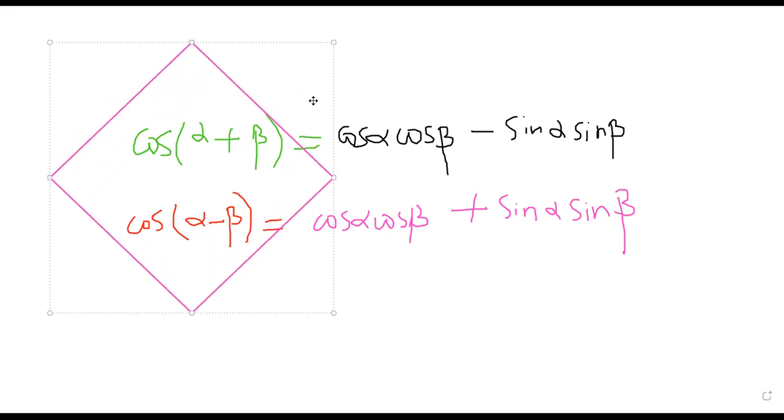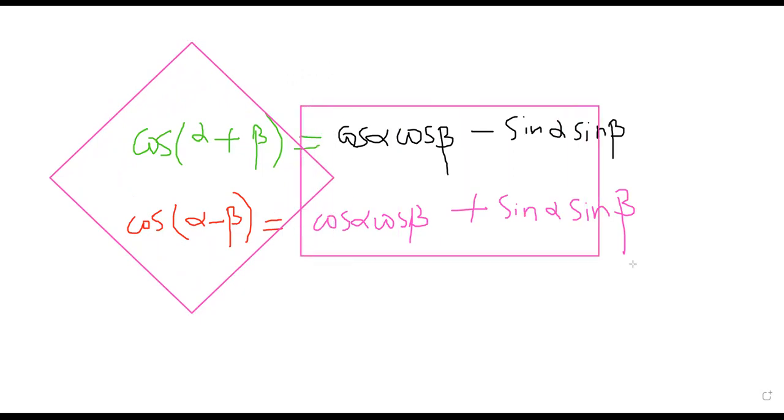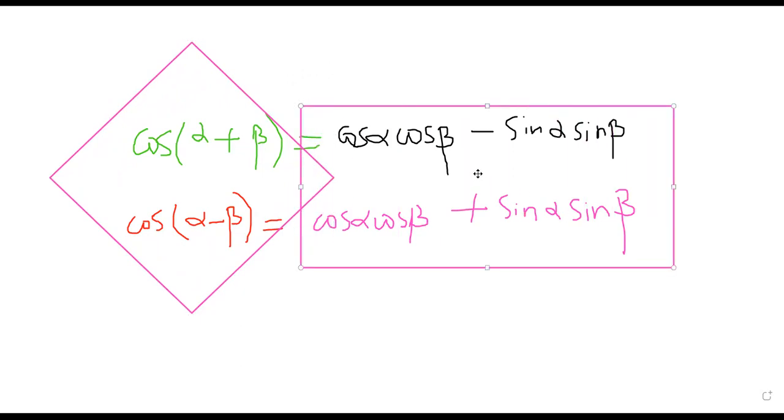So cos alpha plus beta is equal to cos alpha cos beta minus sin alpha sin beta, and similarly cos alpha minus beta is equal to cos alpha cos beta plus sin alpha sin beta. So this is the second type of formulas.